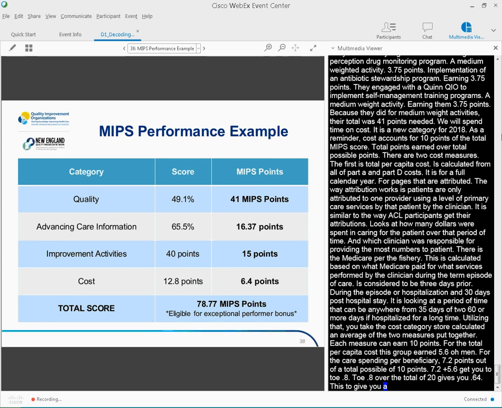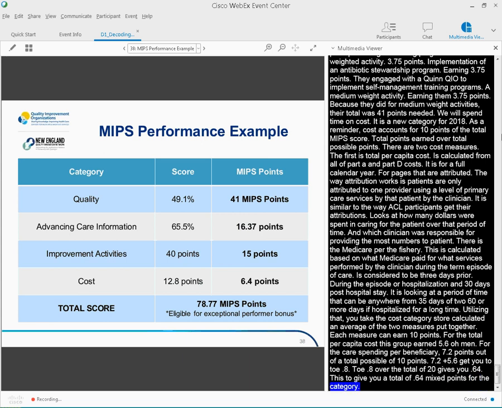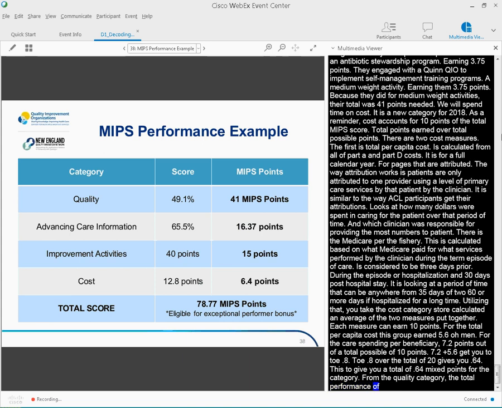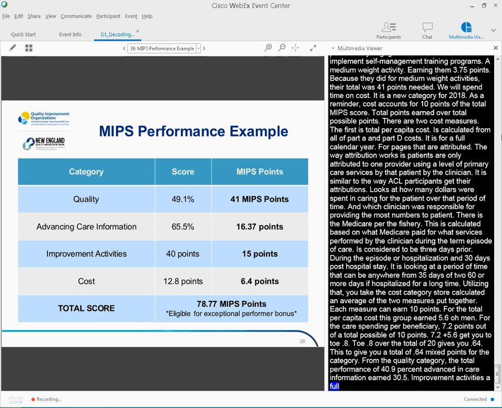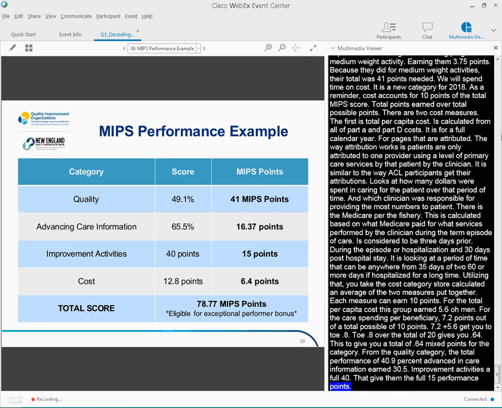So, just quickly, we'll go over total scores. From the quality category, they had a total performance of 49.1%, which gave them 41 MIPS points. Advancing care information earned 65.5%, which got them 16.37 points. Improvement activities, they got the full 40, so that gave them the full 15 performance points. Cost was 12.8 points, which got them 6.4 points. So all together, that got them to 78.77 MIPS points.